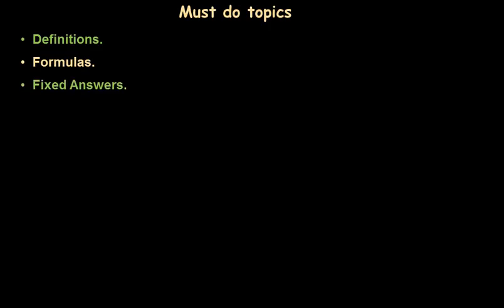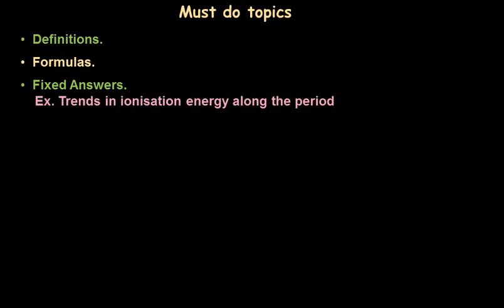Then you should learn some fixed answers. Now I'll tell you what we mean by fixed answers. There are certain questions which have fixed answers. You don't have to explain much in your own language. For example, here I've given you trends in the ionization energy along the period. Now this has a particular pattern and there are fixed reasons for those patterns, so that can be just learnt without any extra additions.